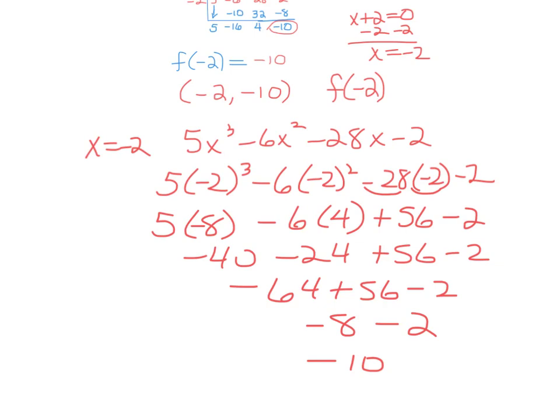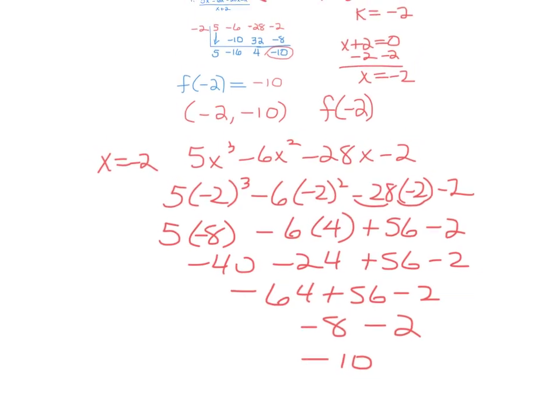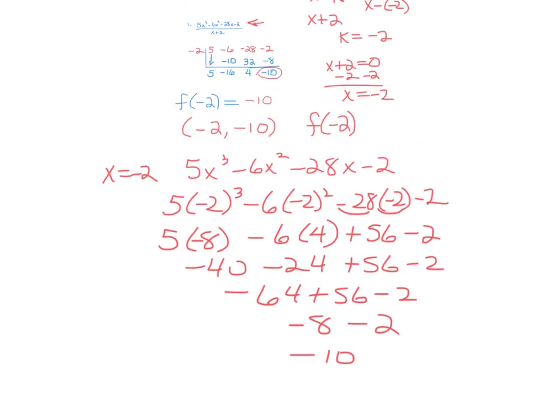So if you want to find the value of a function by using the remainder theorem, all you have to do is take the coefficients, divide it, and that would give you the value of when f of negative 2, it equals negative 10. Let's try another one.